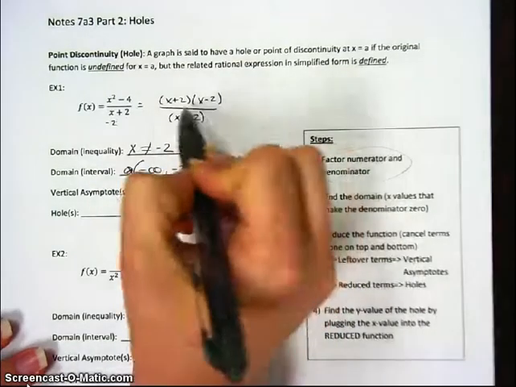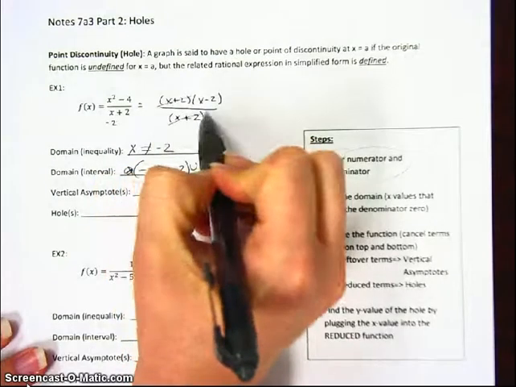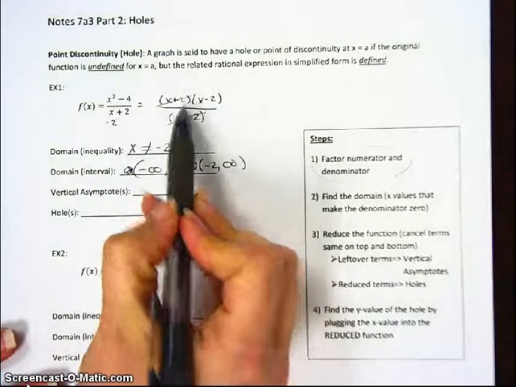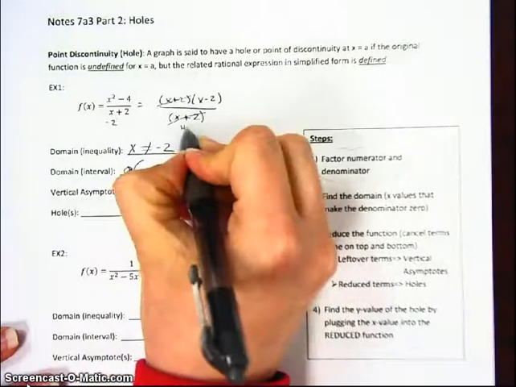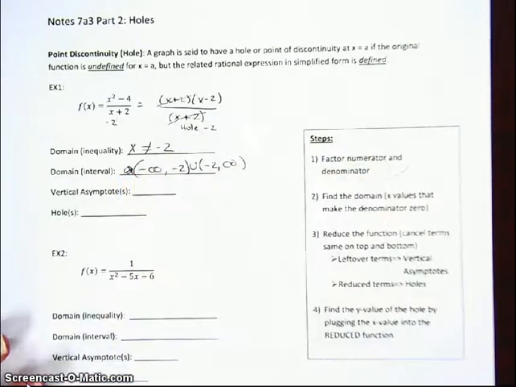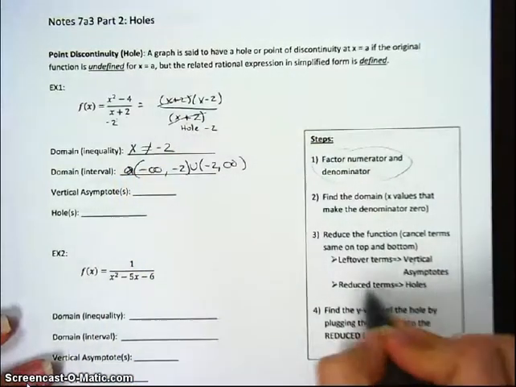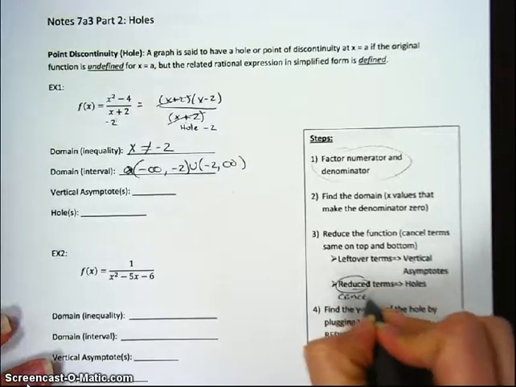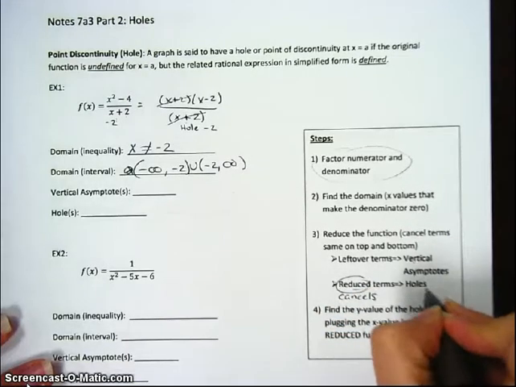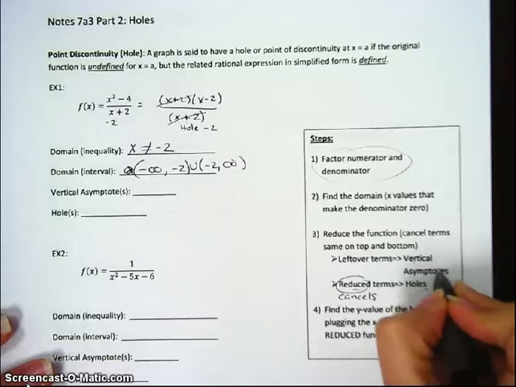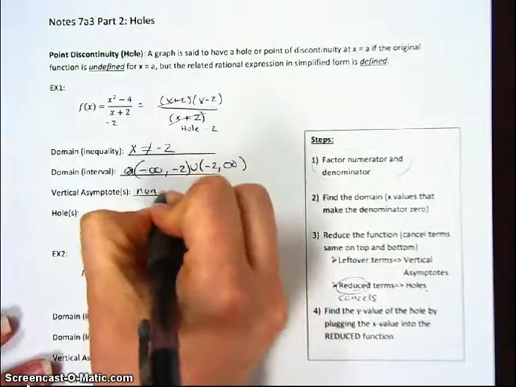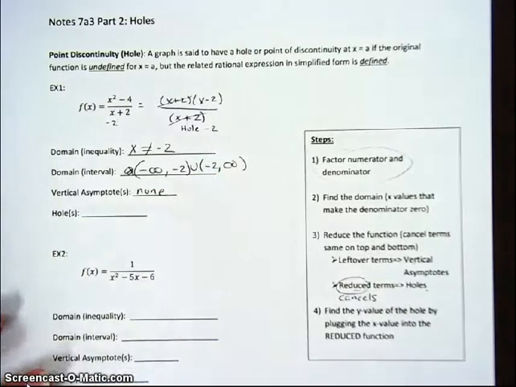So if you notice, I have an x plus 2 on the top and an x plus 2 on the bottom. Whenever something cancels out, it's going to make a hole. So this is actually a hole at x value -2. Anything that reduces, you could also say cancels, will create a hole. Anything that's left over is going to be a vertical asymptote. But we don't have anything else on the bottom, so we actually don't have any vertical asymptotes. So we'll just say none.